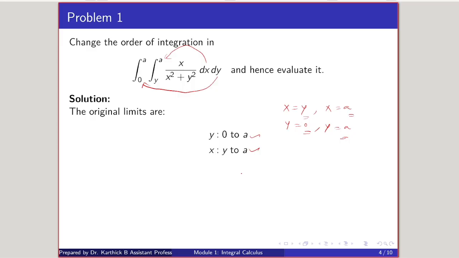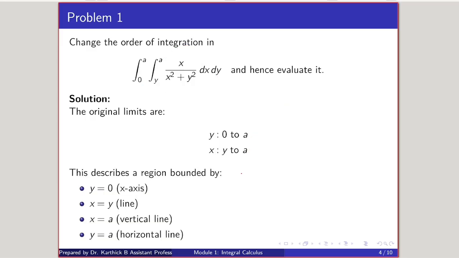That means simply we know that y equal to 0 will be the x-axis, and x equal to y will be a line from the first quadrant to the third quadrant, and x equal to a will be a vertical line somewhere in the first quadrant, and y equal to a also lies on the first and second quadrant, it is a horizontal line. So with this we will draw a graph.